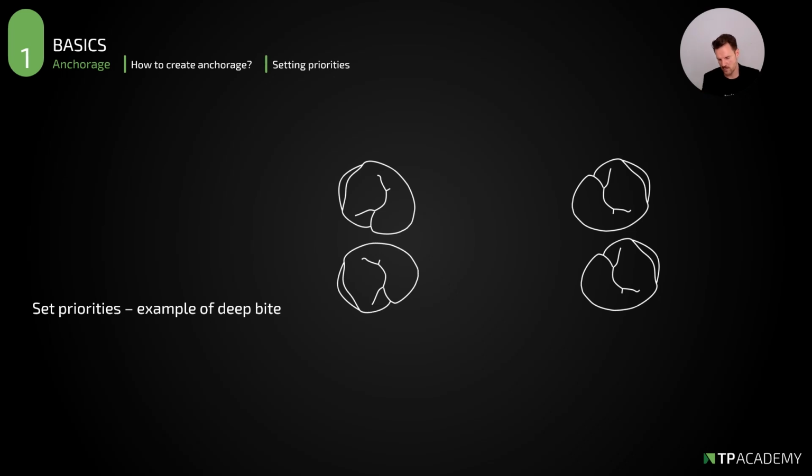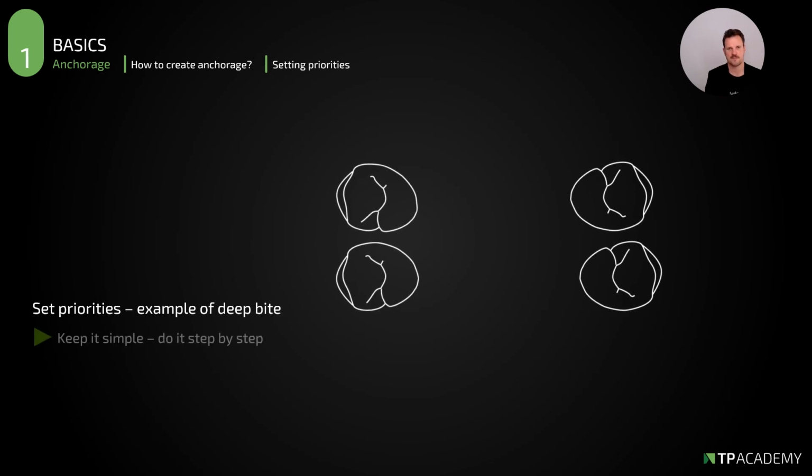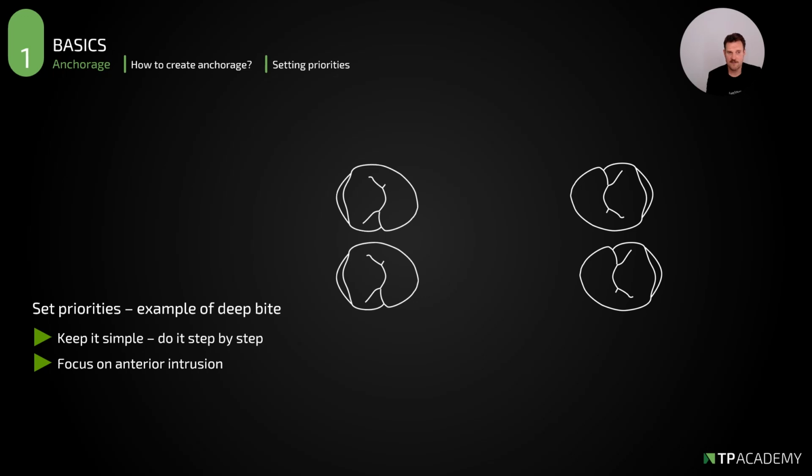We will also talk in another module about artificial intelligence. Then you will understand it a little bit better why the software is doing that. But yeah, setting the right priorities is very important. Keep it simple. Keep it simple doesn't mean that we do not want to achieve the perfect result. It means we need to do the movements step by step, and we need to focus on what is most important. If I have a deep bite, I need to set priorities and I need to focus on anterior intrusion.